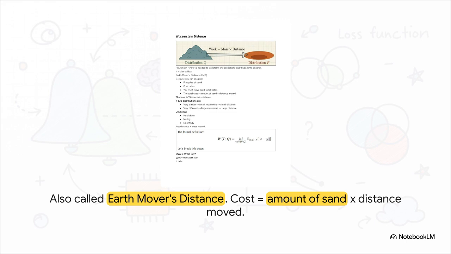Imagine your AI's generated images are a big pile of sand, and the real-world images are a hole in the ground you need to fill. The Wasserstein distance is just the minimum amount of energy or work it would take to move all that sand to perfectly fill that hole. It's such a practical, real-world way to think about the difference between two things.